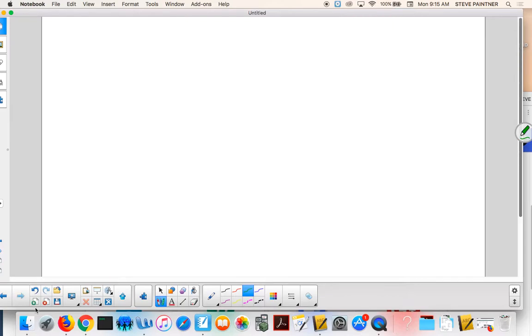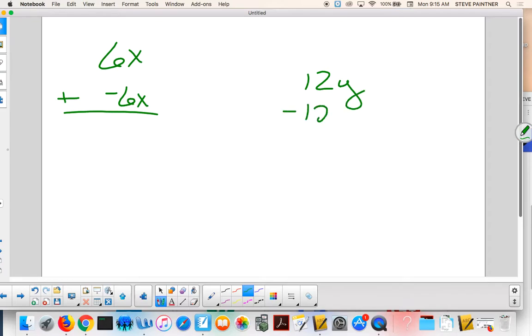Okay. What's an additive opposite? So if this is 6x, what do you think I want to be underneath it? It's additive opposite. So what can I add and it would be opposite? Exactly. That's your goal today. You want a 6x on top of a negative 6x. Or a 12y on top of what? Negative 12y.